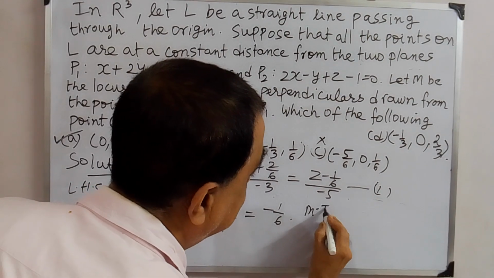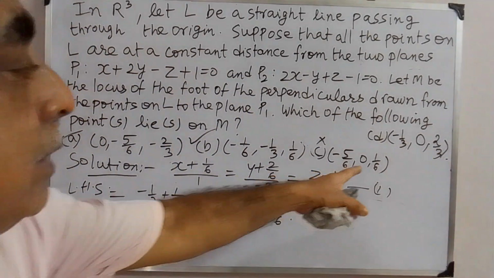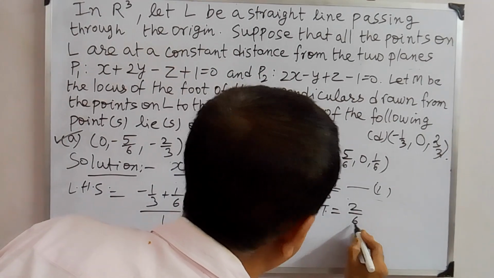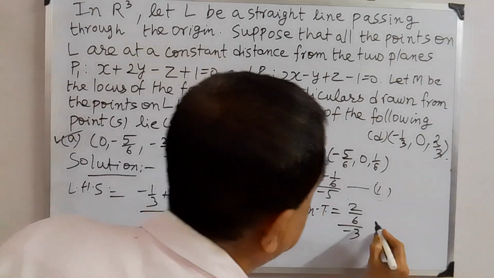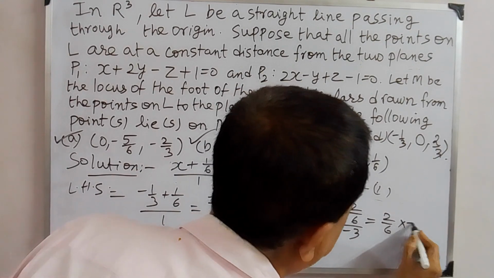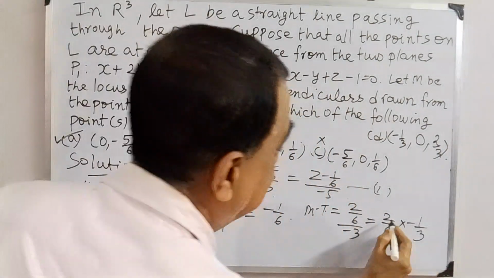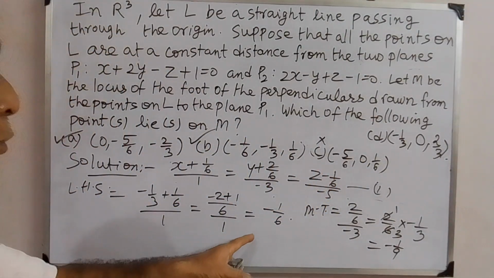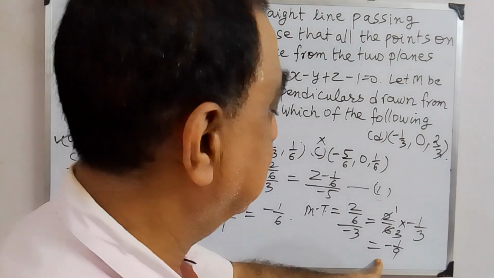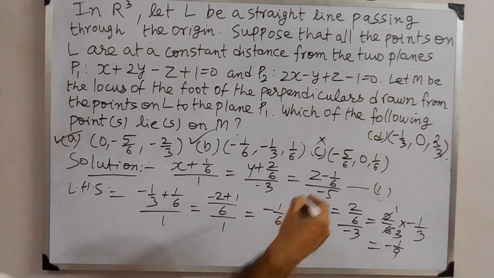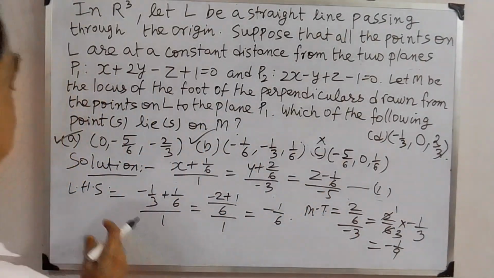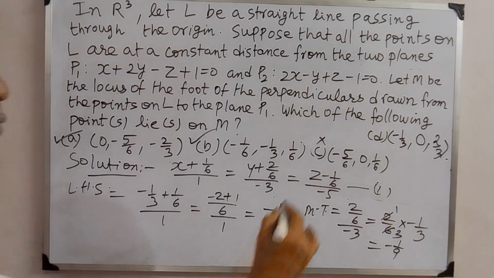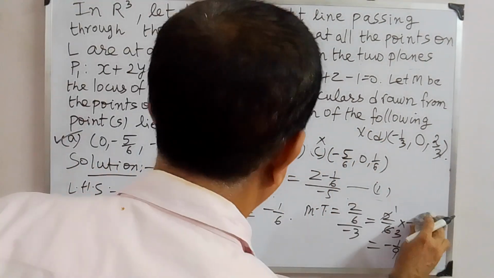And the middle term value will be what? In place of y, you put 0. So this becomes 0 plus 2 by 6, which is 2 by 6 by minus 3. So this becomes 2 by 6 into minus 1 by 3, reciprocal. So this is 1 and this is 3. So this is minus 1 by 9. So LHS is minus 1 by 6, the middle term is minus 1 by 9. So they are not equal. So no need of checking the RHS. So this point is also not satisfying the given equation. So D is also not lying on the locus.